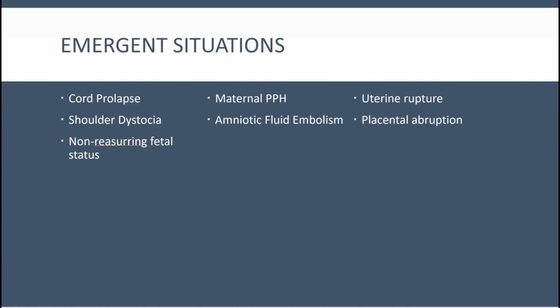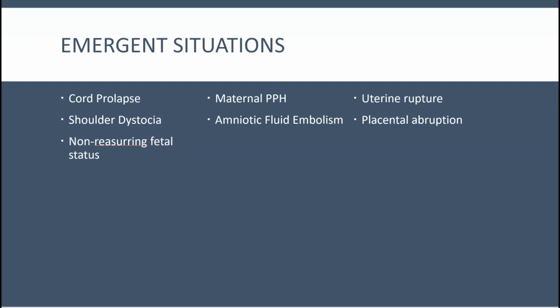These are mostly problems for baby. We don't really see systemic problems in mom, but we're going to see these for baby. And then the second category, maternal postpartum hemorrhage and amniotic fluid embolism, are mostly problematic for mom and then may systemically affect baby. The third category, uterine rupture and placental abruption, typically affect both mom and baby simultaneously during the intrapartum period.